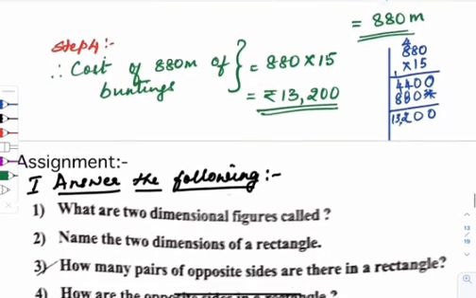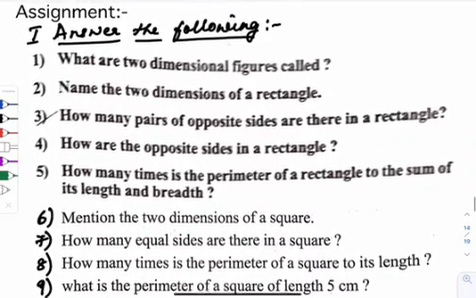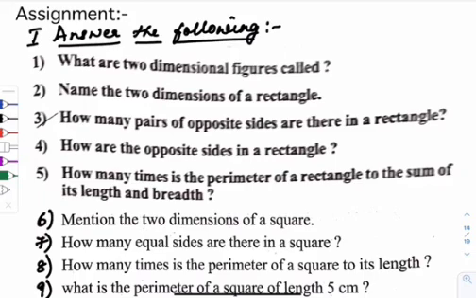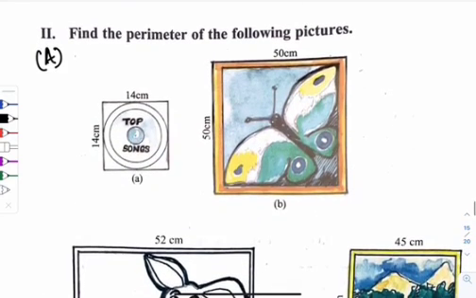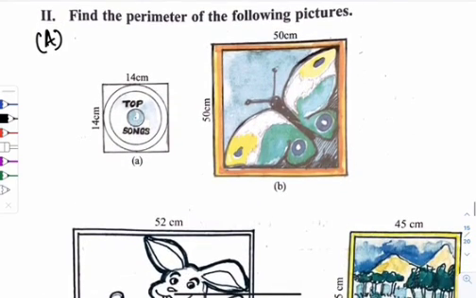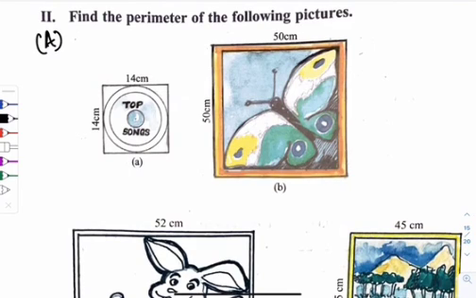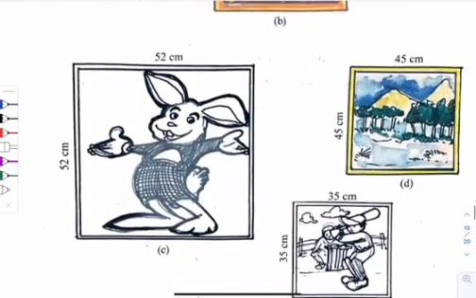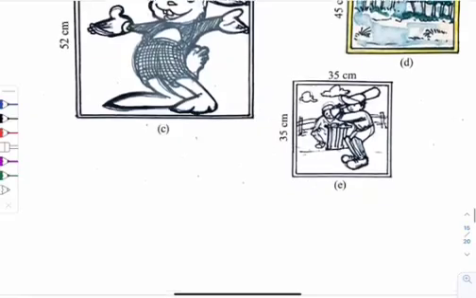Now, with the understanding of the concepts of how to find the perimeter of a square, rectangle and a triangle, children, we will just try to answer a few questions from the assignment. These questions are taken from exercises. Now here there are a few pictures given for you to find the perimeter of. If you observe, you are given the length and breadth. Here it's a square, so both length and breadth are the same. All the pictures are squares. Apply the formula, children, and then find the perimeter.